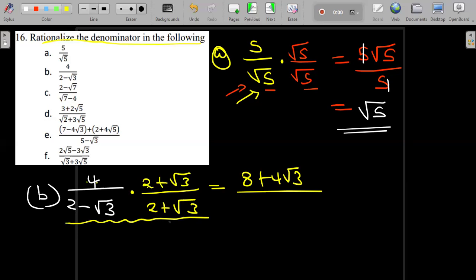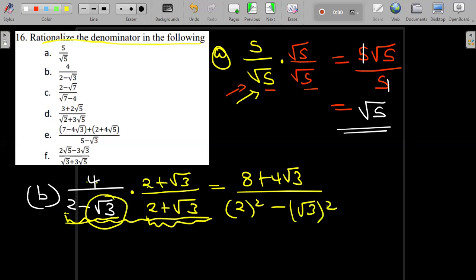I mean that are conjugates of each other, okay? Because the 2 plus root of 3 is a conjugate of this. So if these two expressions are conjugates, just get the first one, which is 2, write it, and then say squared, and then minus the other part, which is the root of 3, you also square it. Okay, so this is going to give us 8 plus 4 root of 3.